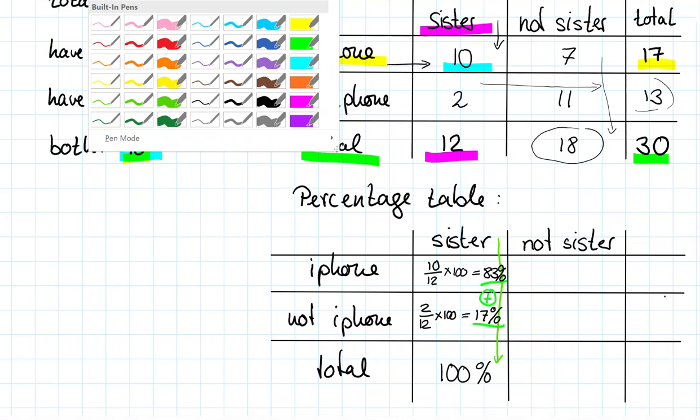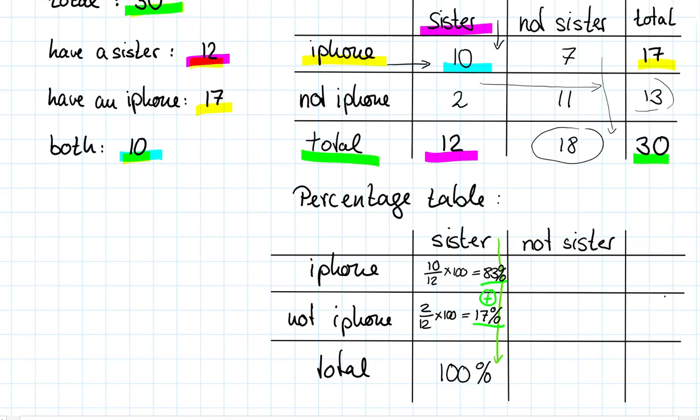Okay, let's do the same thing for the second column. We're having a total of 18 here. Okay, and 7 out of those 18 do not have a sister, but they do have an iPhone. So then what we do is we take 7 over 18. Times it by 100 again to get a percentage. And that percentage is 39%.